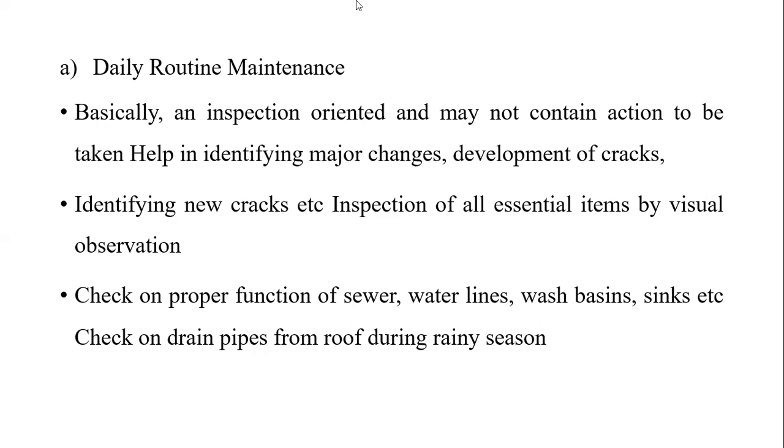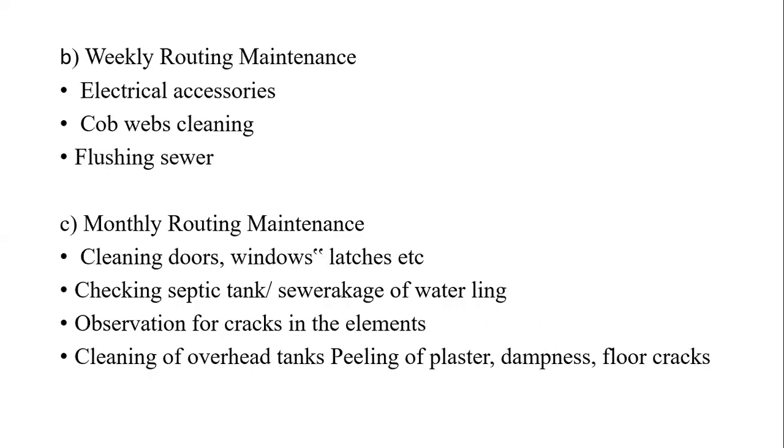It also includes the drain pipes from the roof during rainy season. And next one is weekly routine maintenance. It includes the electrical accessories, cobweb cleaning, flushing sewers, etc. And next one is monthly routine maintenance. It includes cleaning of doors, windows, latches, checking of septic tank, cleaning of overhead tanks, peeling of plasters, and floor cracks.